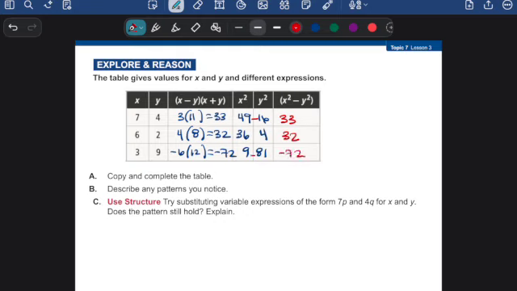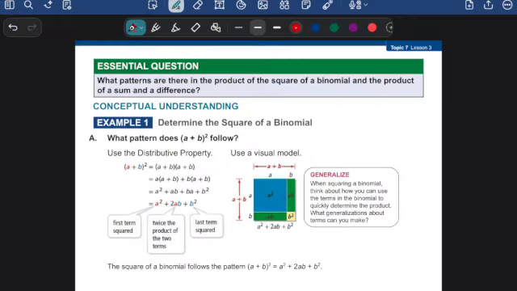So what do we notice? Well, we notice that these two columns are the same. So this expression, this difference of two squares, is the same or equivalent to that expression. So what patterns are there that can help us to more efficiently, more quickly multiply polynomials?